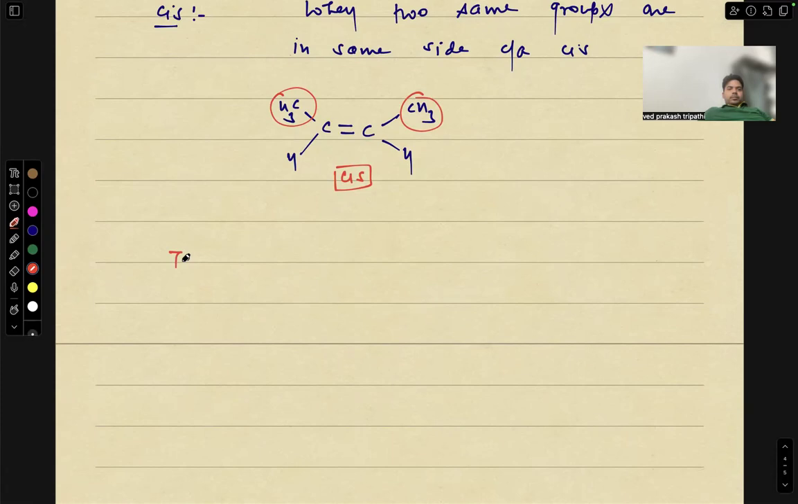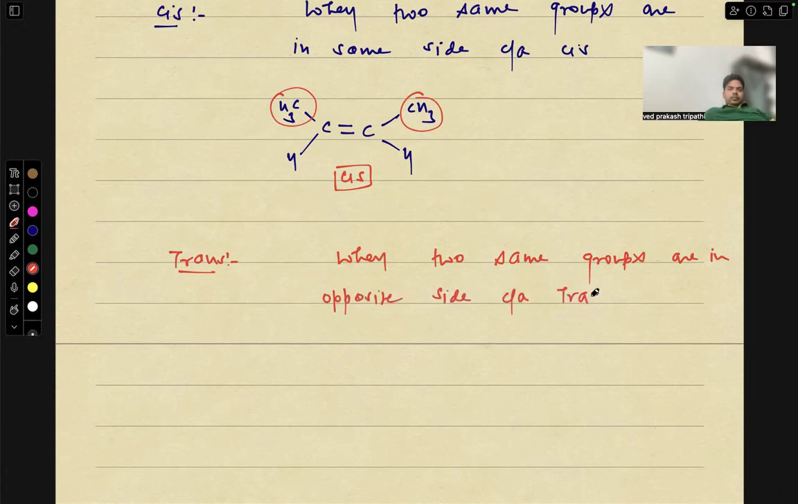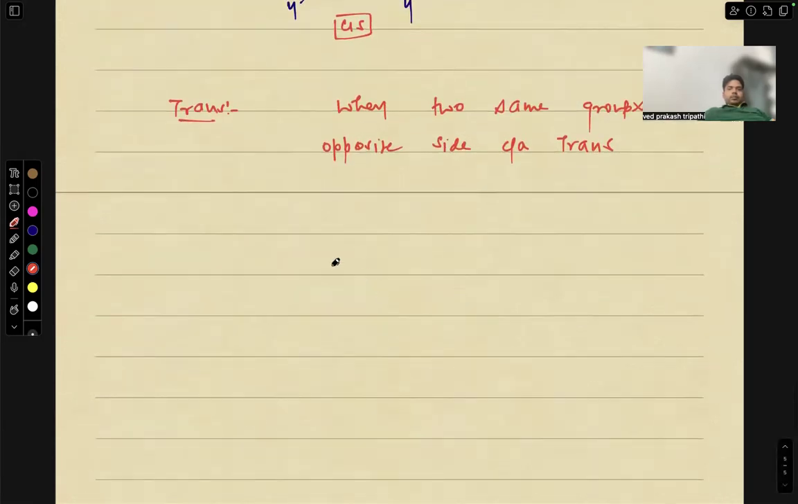And what is trans? When two same groups are in opposite side, called as trans. For example, look at this double bond. Both methyl is in the anti side, so this one is a trans form.